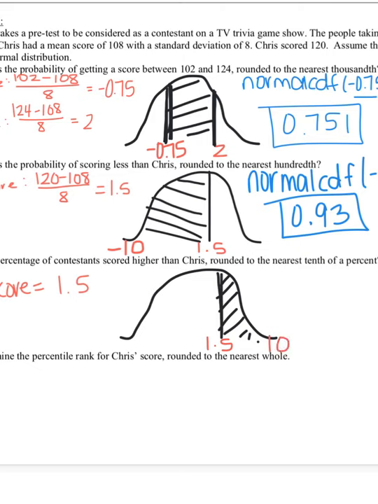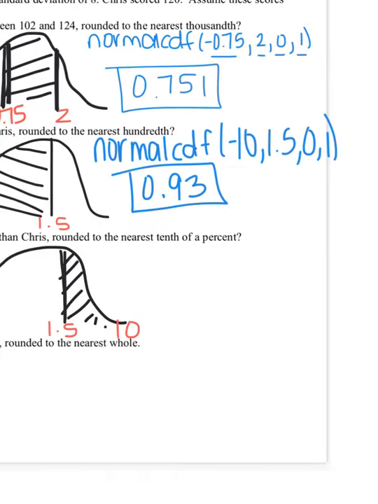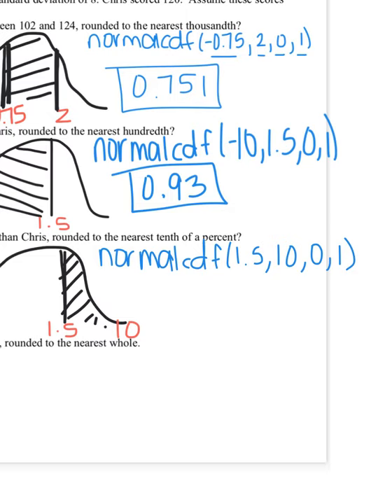If there is no upper boundary, you're going to use positive 10. Okay, so same deal. Second, vars, number 2. Your lower boundary is 1.5. Upper boundary is 10. Mean is 0. Standard deviation is 1. You press enter. You write that down for your work. Normal CDF. You have 1.5 is the lower, 10 is the upper, mean, standard deviation. You press enter. That gives you 0.0666807. I'm just going to write a few decimals out.